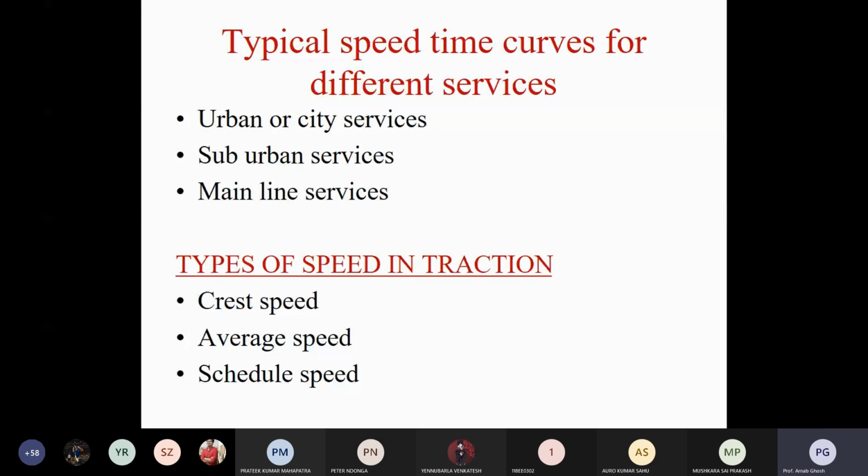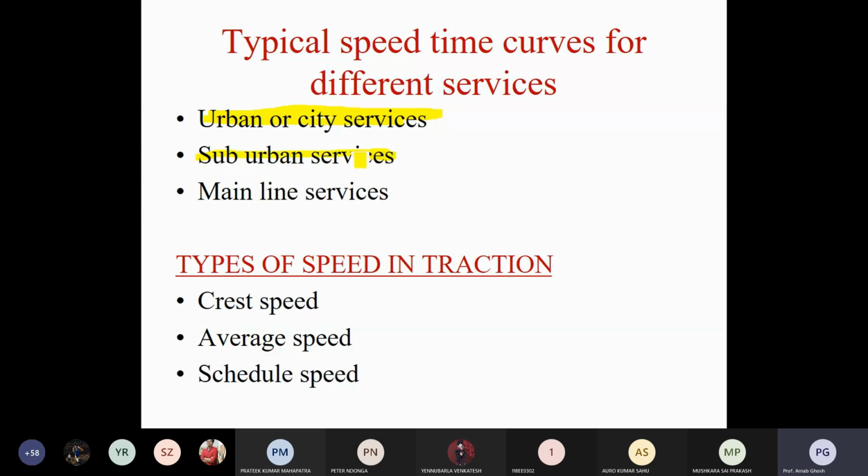Okay, so typical speed-time curves for the different services. What are the most important services that I am telling you? The urban or city service that I told you just before. In an urban city service, the distance between two adjacent railway stations is maybe 5 to 10 kilometers, maximum. Within 10 kilometers, normally it is maintained at about 5 kilometers.